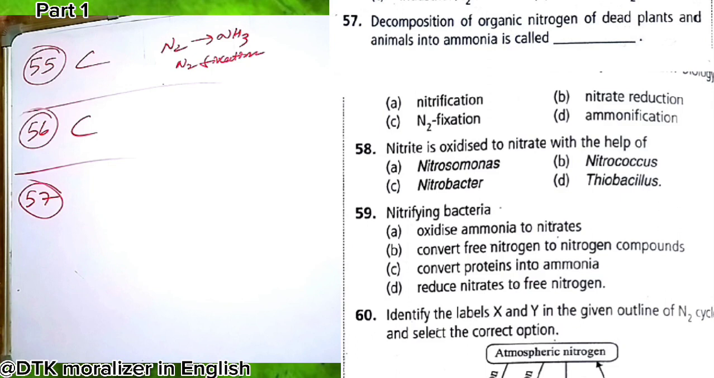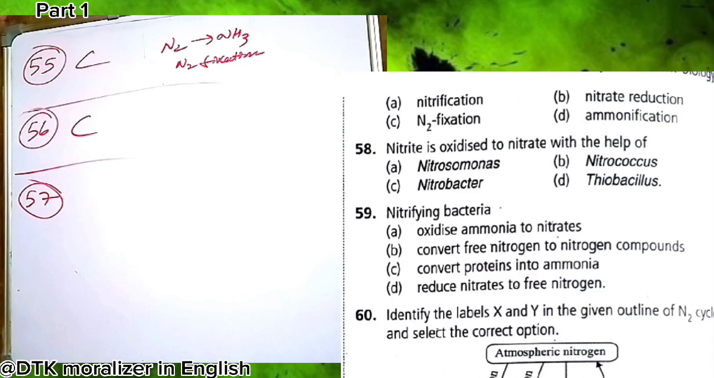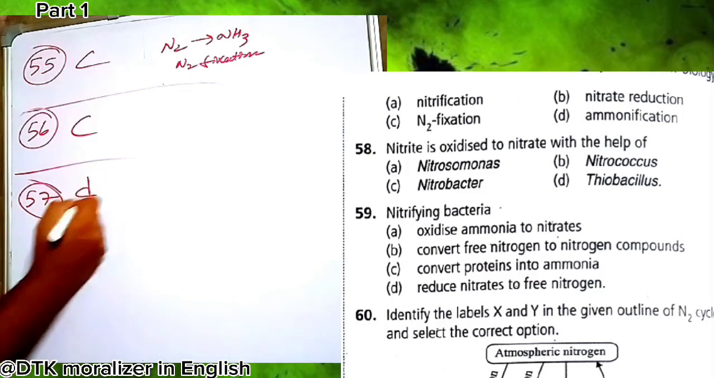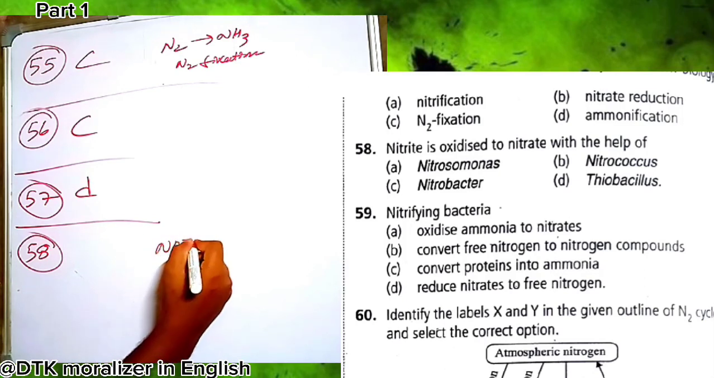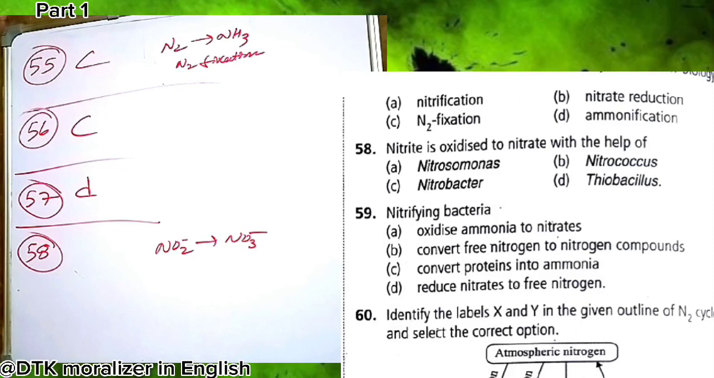Decomposition of organic nitrogen of dead plants and animals into ammonia is called nitrification, nitrate reduction, N2 fixation, ammonification. Here organic nitrogen of dead plants and animals into ammonia is called ammonification. Here question number 58. Nitrite is oxidized to nitrate with the help of, here NO2 minus to NO3 minus, Nitrosomonas, Nitrococcus, Nitrobacter, Thiobacillus. Then option C is right.